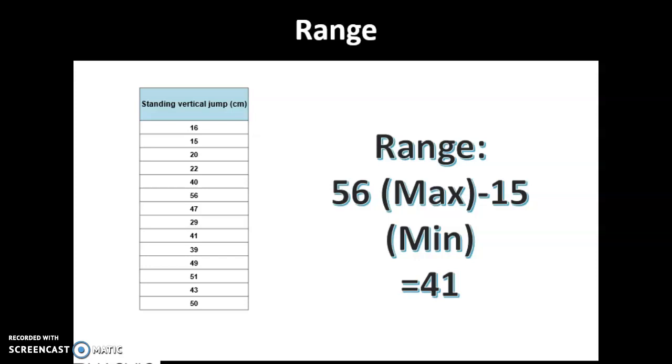Range is the difference between the minimum and the maximum. For standing vertical jump, the maximum score was 56 and the minimum was 15. Therefore, the range is 41 as you would subtract 15 from 56.